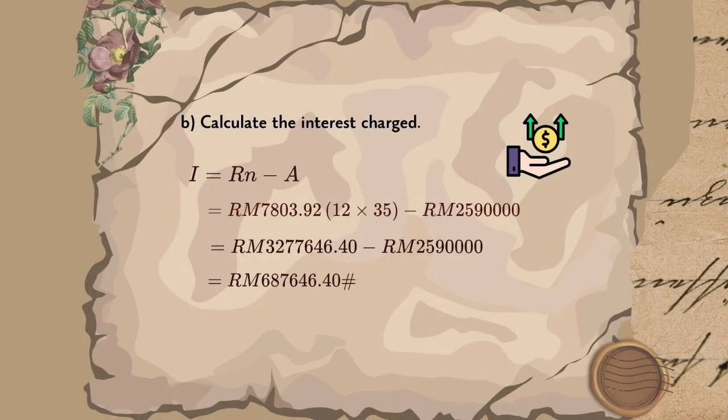Question B. To find the interest, we use the formula I equals R multiply n minus A. So Rm 7,803.92 multiply 12 multiply 35 in parentheses, minus Rm 2,590,000. The answer of interest is Rm 687,646.40.